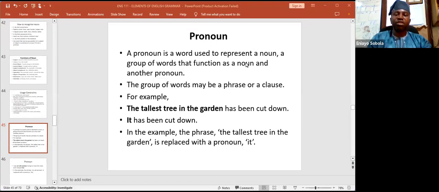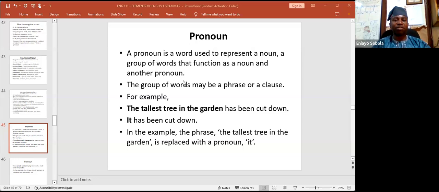In the previous class, we examined what a noun is, types of noun, properties of noun, features of noun, functions of noun, and the rest. But today we are looking at pronoun. We can say that a pronoun is a word used to represent a noun, a group of words that function as a noun, and another pronoun. So from this short definition, a pronoun represents a noun, a group of words that functions as a noun, and also another pronoun.